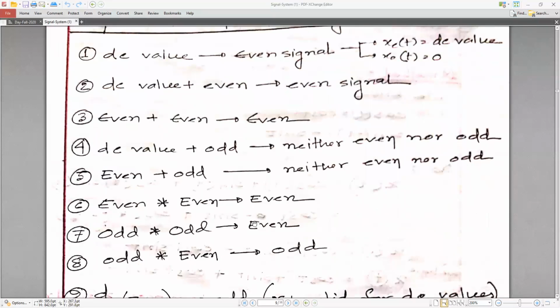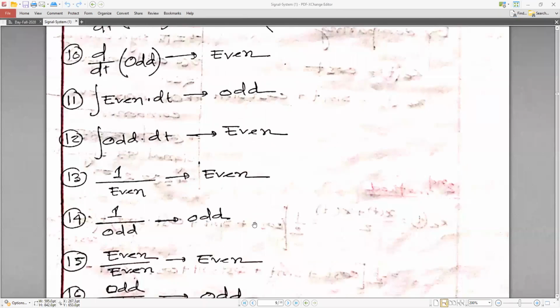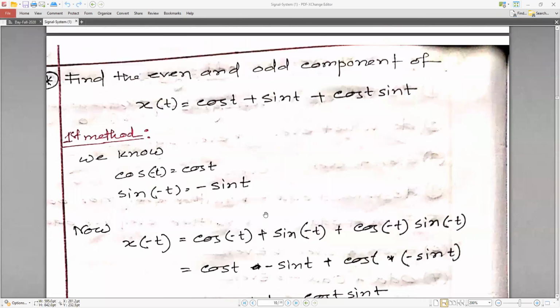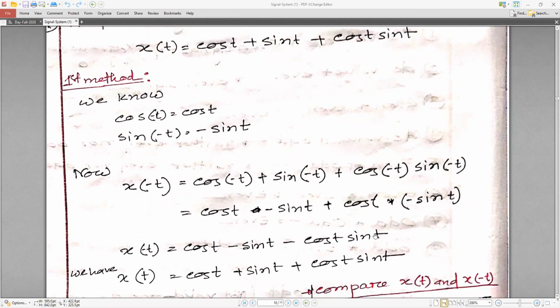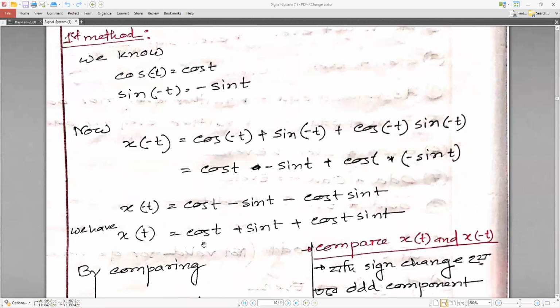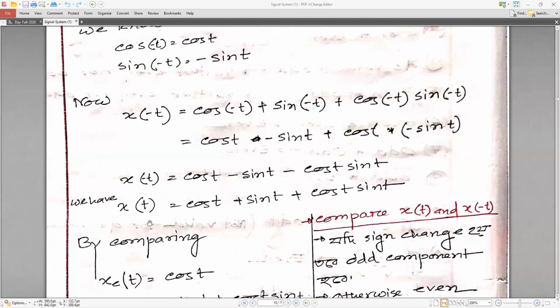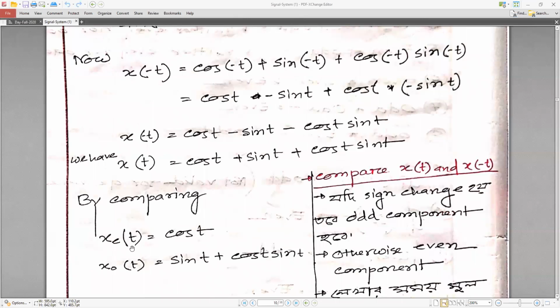Okay, some properties are there, just check. We studied this math yesterday in the last class. What we have seen is that x of t is equal to cos t plus sin t plus cos t sin t. One way is to check according to the formula: cos of minus t is cos t, sin of minus t is minus sin t. Now put this value into x of minus t, and it becomes this one, where x of t is this one. So by comparing, x even of t is cos t.